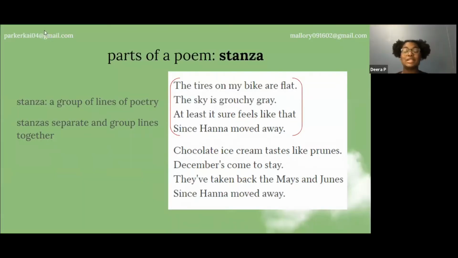So a stanza is a group of lines in poetry. Stanzas separate and group lines together. So the box right there is the stanza, and it has 4 lines in it. And as you can see, it has the lines, and then it creates a stanza. And if you're having trouble, try to think of a stanza as a paragraph that would be in an essay.